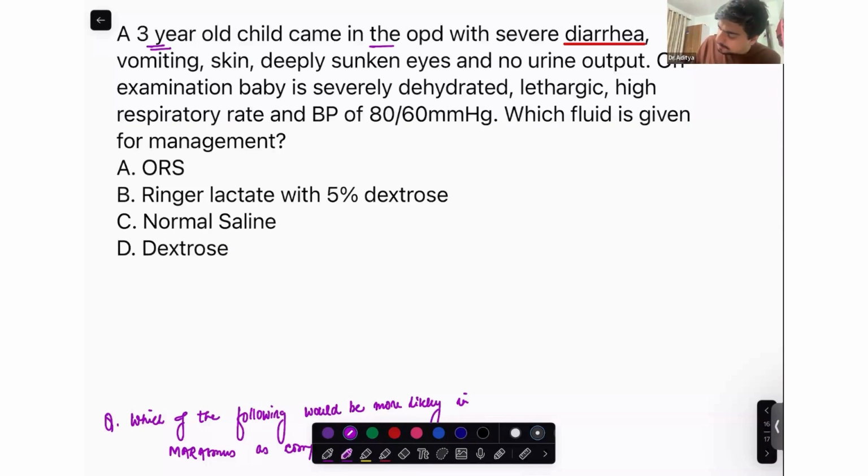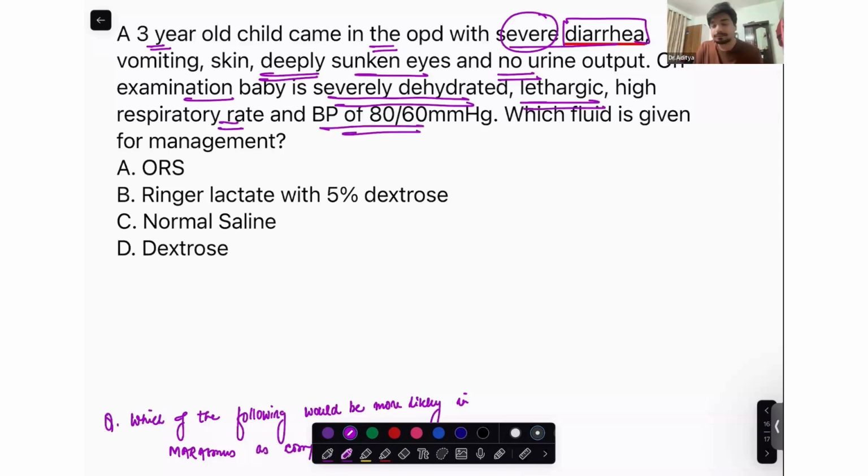A 3-year-old child came in OPD with severe diarrhea. So they're telling you severe diarrhea, not dehydration. Deeply sunken eyes, no urine output. On examination, child is severely dehydrated, lethargic, high respiratory rate, BP of 80. Which fluid will be given?